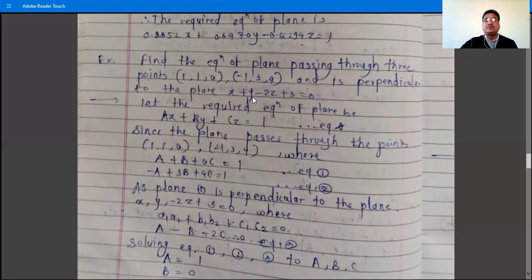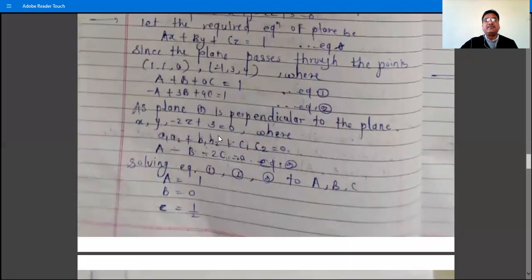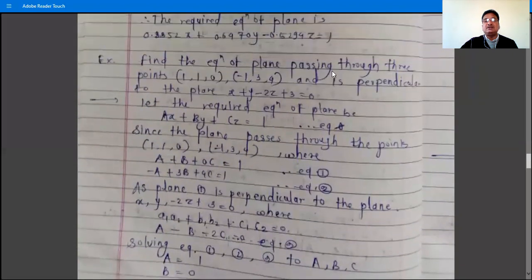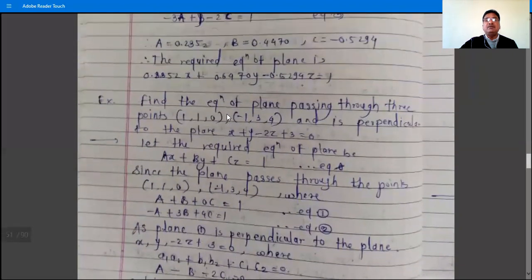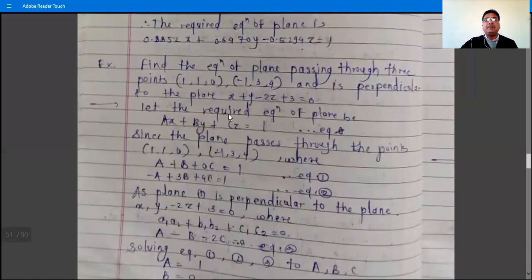Similarly, the second problem is to find the equation of the plane passing through 2 points and perpendicular to this plane. Again take the equation of the required plane as capital A x plus capital B y plus capital C z is equal to 1, as the star equation. This equation passes through these 2 points, so we have these 2 equations because the 2 points satisfy the equation. And then, as the plane star is perpendicular to this plane, we use the condition for two planes to be perpendicular.